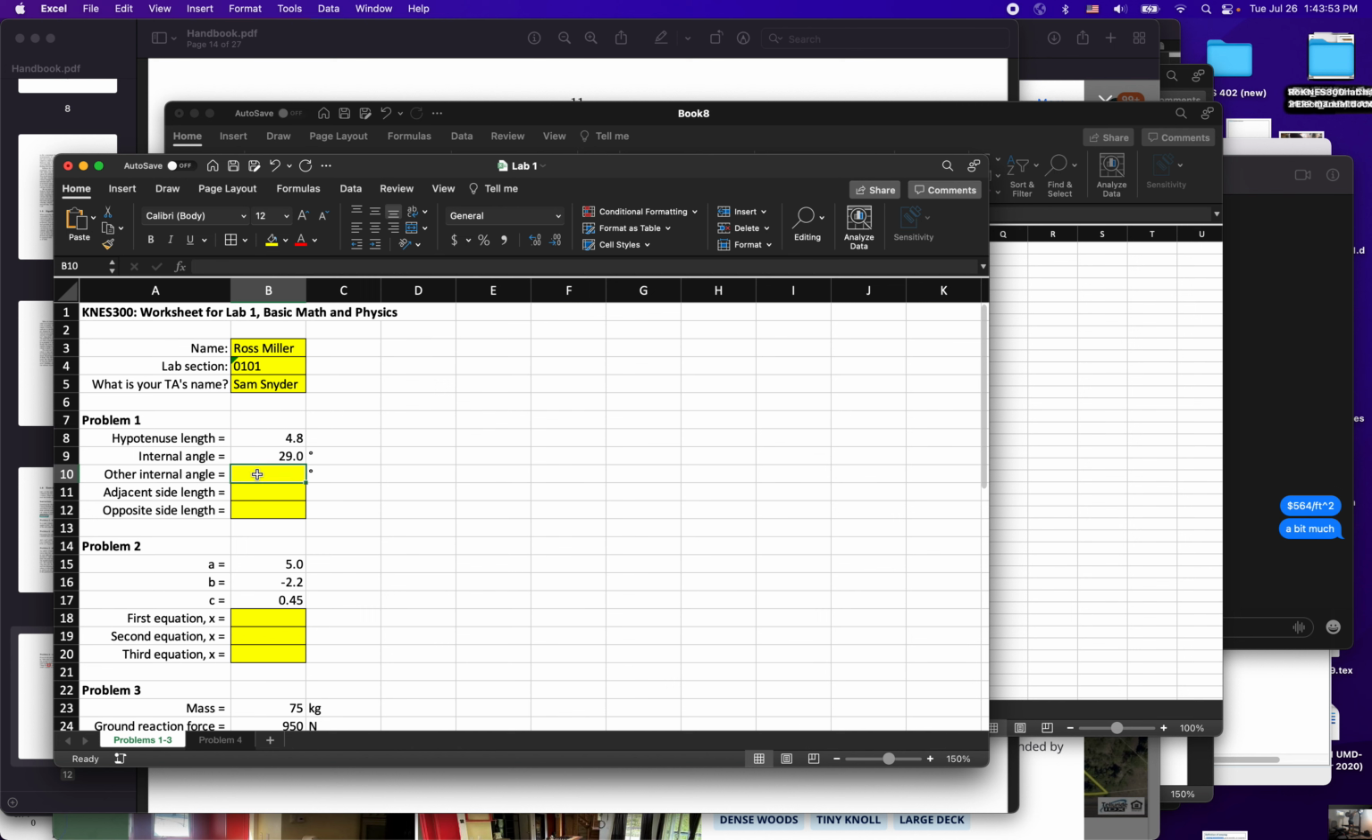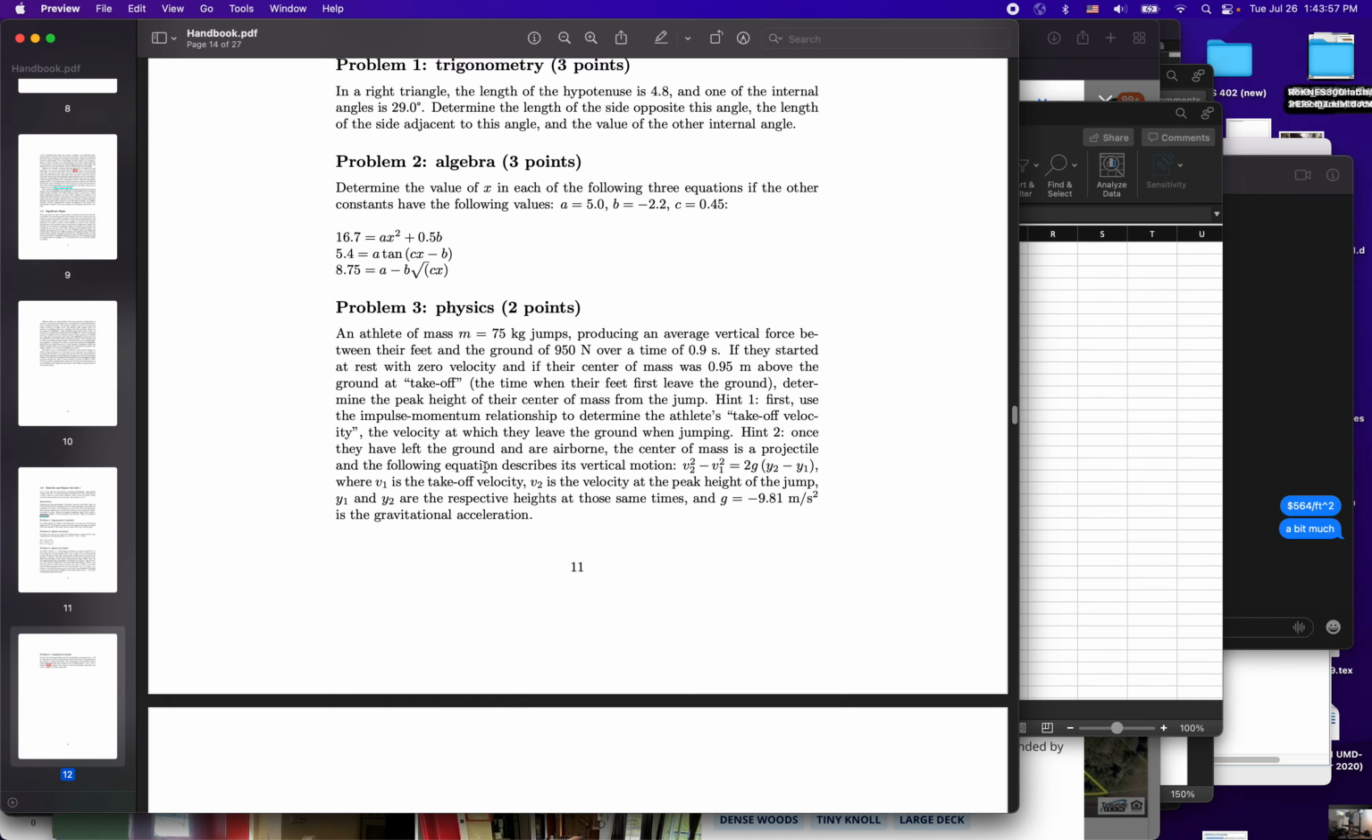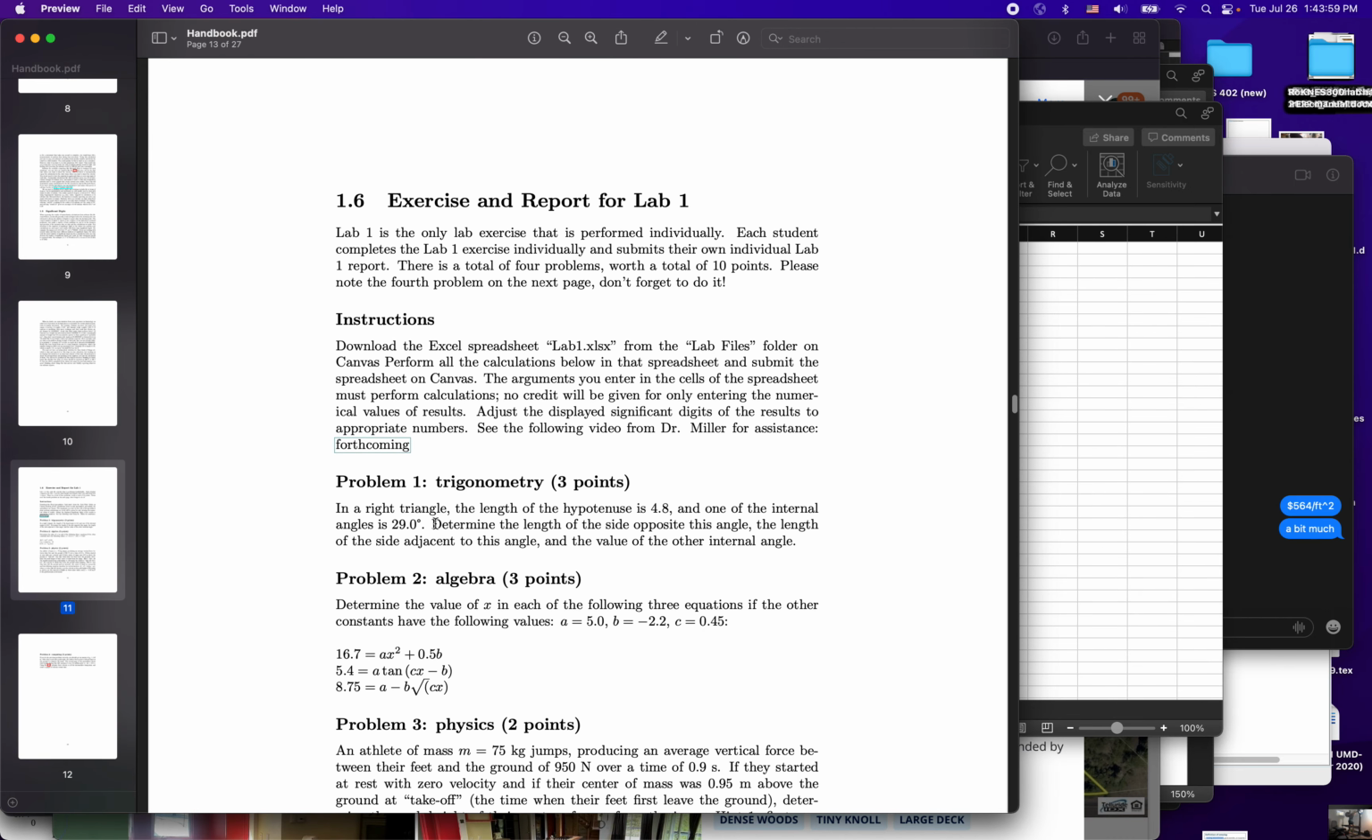Okay, so for problem 1, if I go to my instructions, we have a right triangle, and we're given the length of the hypotenuse is 4.8, and that one of the internal angles is 29 degrees, and we're asked to determine the length of the other 2 sides of the triangle, the side opposite that 29-degree angle and the side adjacent to that 29-degree angle, as well as the value of the third unknown internal angle.